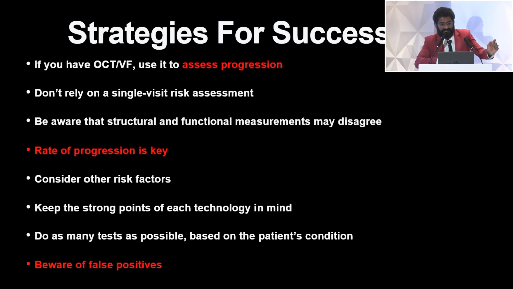To summarize, if you have OCT and visual fields, use them to assess progression. Don't rely on a single test. This is a real world scenario. Rate of progression is key. Be aware to correlate structure and function. Consider other factors and make the technology work for you rather than you working for the technology. And do tests based on the patient's condition.